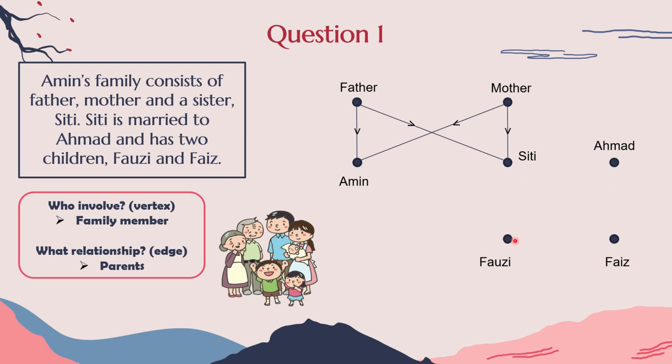And now we draw edges for Fauzi and Faiz. Siti is the parent for Fauzi. And next, Ahmad also is the parent for Fauzi, which is the father. Same goes with Faiz. This is how you draw a family tree kind of graph. This is example 1.